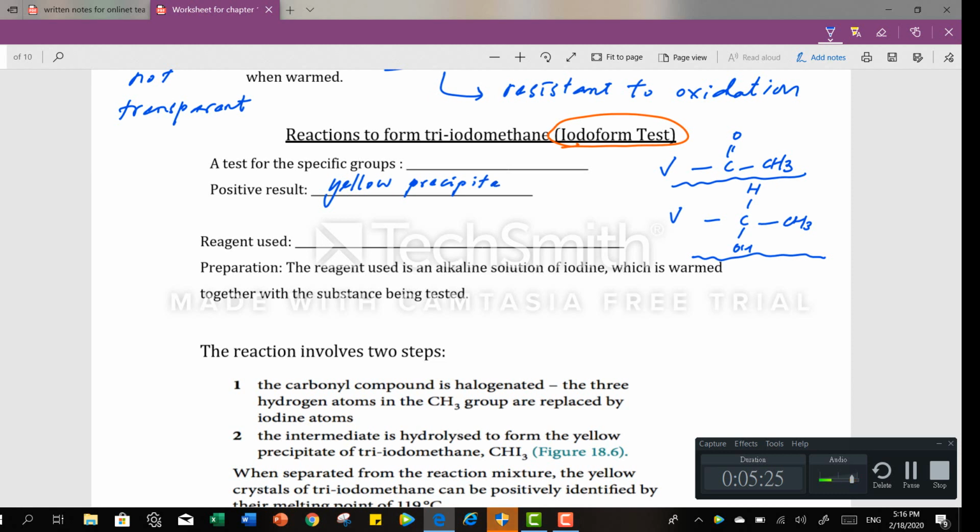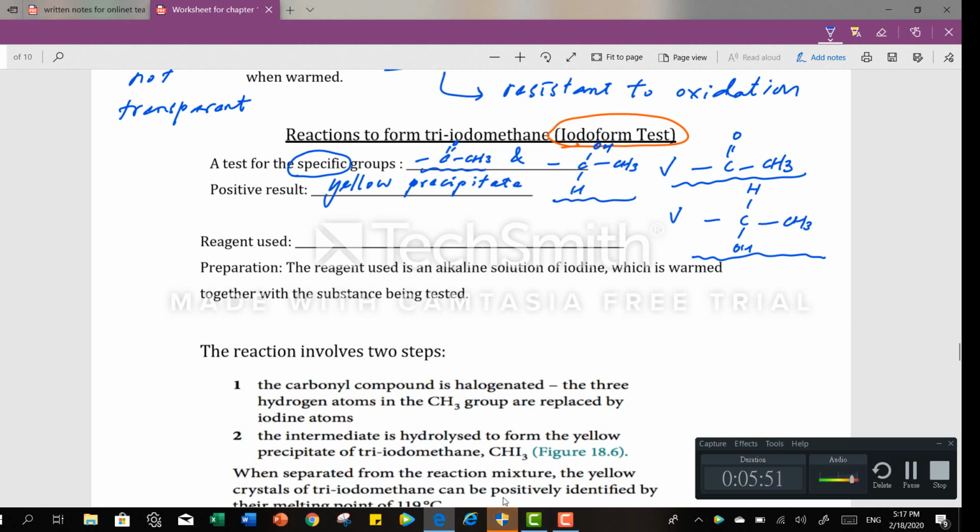Now I will find you a YouTube clip to show you the iodoform test later, okay? So the test for the specific groups will be these two. The answer is methyl ketone and secondary alcohol with this group, specifically these two groups, remember, okay?